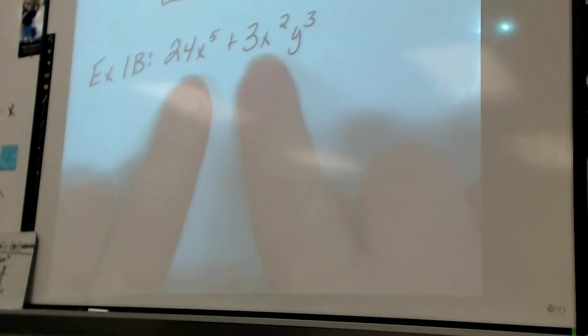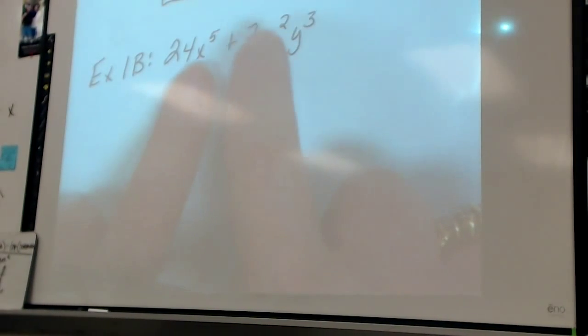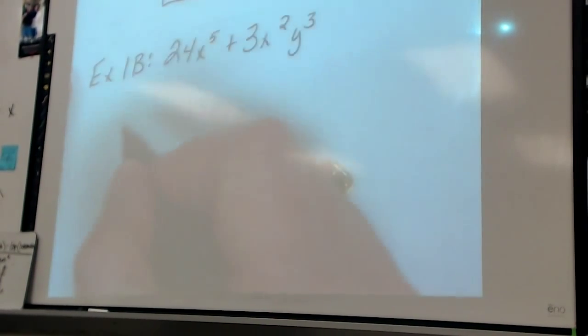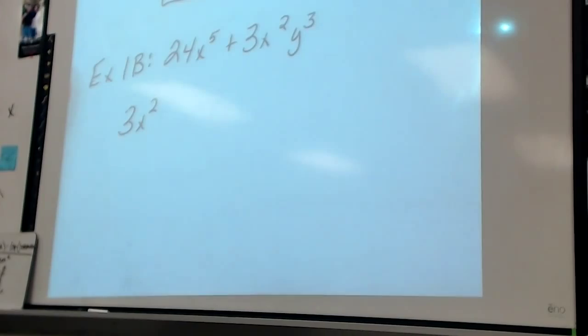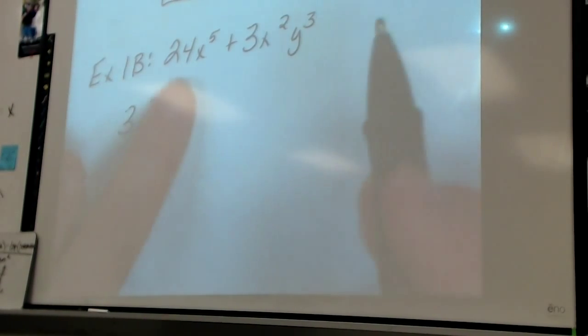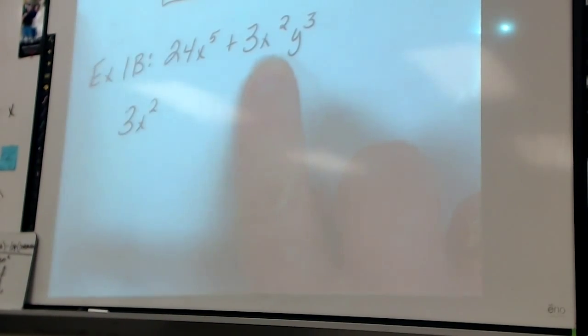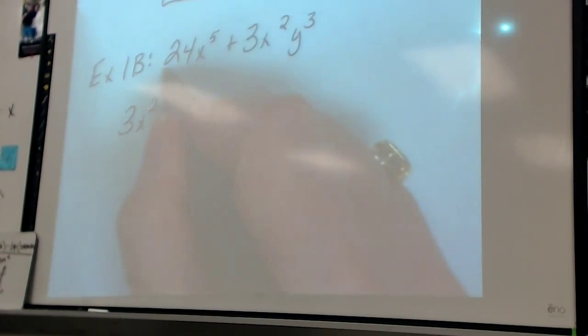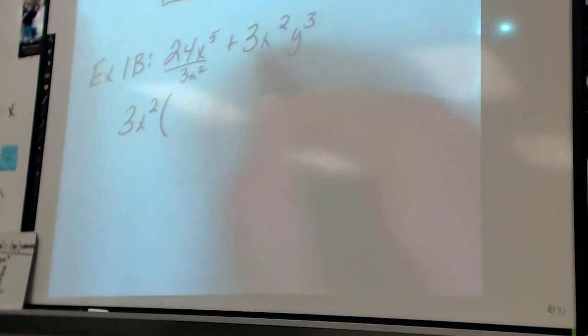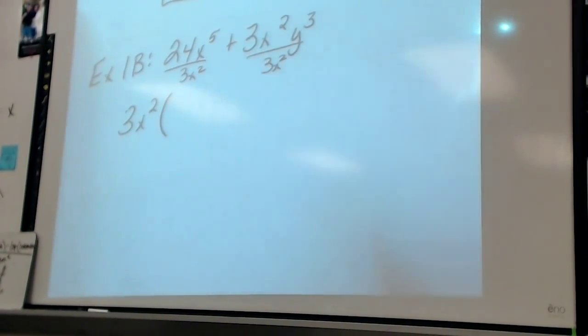I think you had to subtract those. So I have an x squared and an x to the 5th, so I can factor out an x squared. But now I don't have a y in this first one, so no y's can be factored out. So I can factor out a 3x squared because we have an x squared in common. So basically, when you factor out, that means you're going to divide both of these by 3x squared.